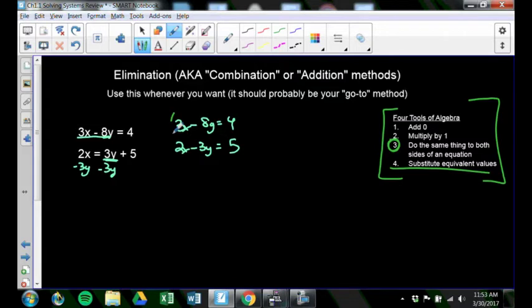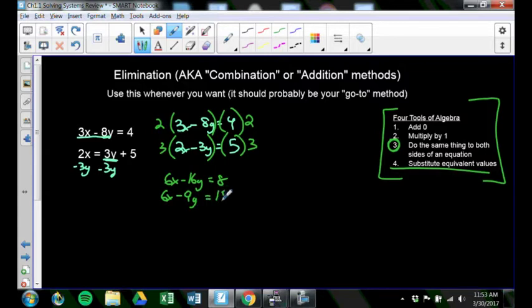So if I multiply the top equation by 2 and the bottom equation by 3 on both sides, I'm going to get 6x minus 16y equals 8 and 6x minus 9y equals 15. And what I've done is I've made these two variables match, 6x and 6x. I actually don't want them to be perfect matches. I want them to be opposites of each other.